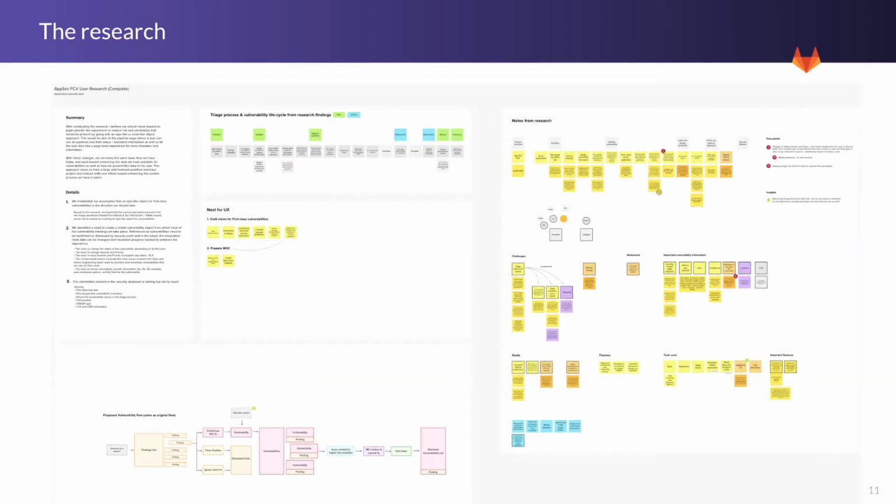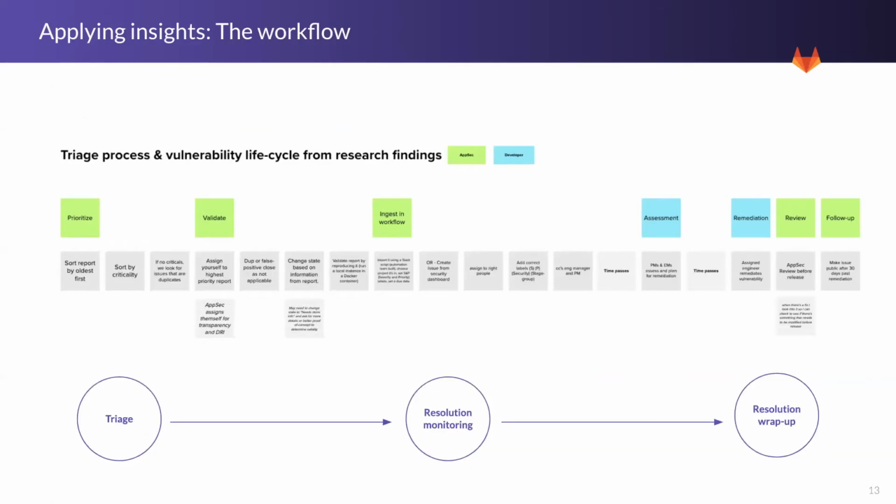So back to the research. We did some user flow, workflow analysis, and some light journey mapping with the application security team. Learned a bunch of things, and from that, mainly insights into their workflow. We were able to synthesize how they were managing vulnerabilities from inception to resolution and wrap up into 3 main stages. That's triaging, then monitoring, and then resolution wrap up.